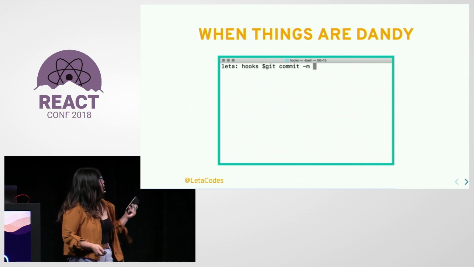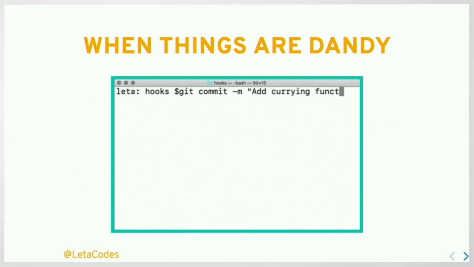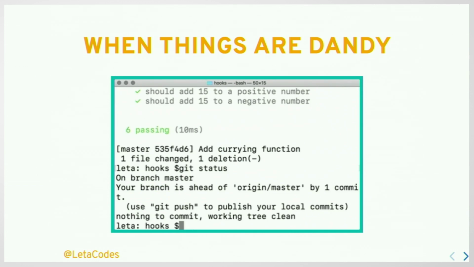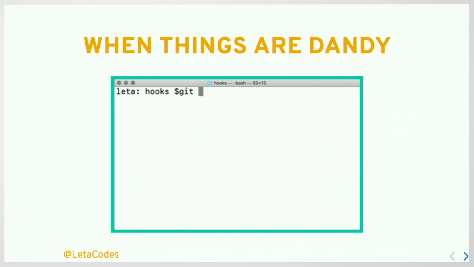If I commit that code, we're adding that currying function. It's going to run my test suite for me. It passed, so if I run git status, we can see that the working tree is clean. It's completed the git cycle. Great, so what? This is what happens if we mess things up.